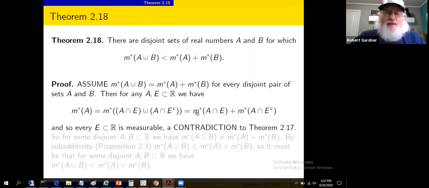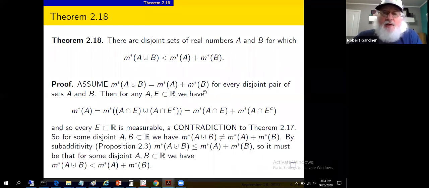This holds for any subsets A and E of the real numbers, and that would imply the Carathéodory splitting condition is satisfied by all sets of real numbers. That would imply there's no such thing as non-measurable sets. All sets are measurable. Well, that's a contradiction, because we just, quote unquote, constructed a non-measurable set, that set C sub E, the choice set. So there must exist some sets that violate the equality.